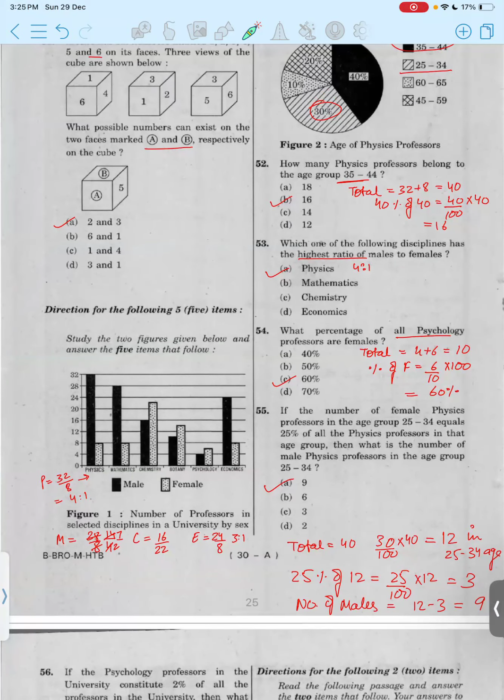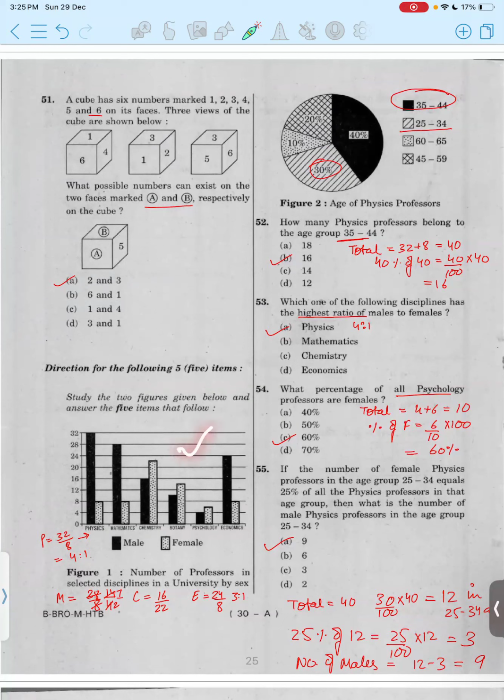Multiple questions are based on the figure. One graph and one pie chart is given to us. This one is showcasing the number of professors in selected disciplines in a university according to sex. Male and female numbers are given. Here you can see the subjects which are mentioned. The pie chart is showcasing the age of the physics professors only. This is only for physics. So these are the different ages and their share.